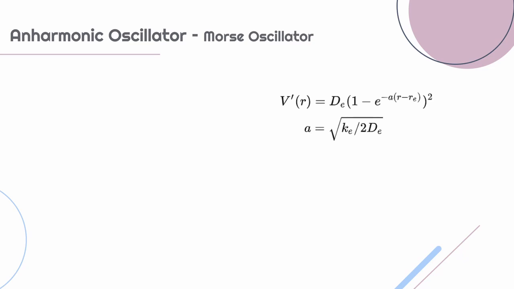We know that real molecules do not obey the laws of simple harmonic motion. We know that they actually dissociate as the atoms go far away from each other. So a more clear picture of a molecular vibration is given by the anharmonic oscillator or the Morse oscillator.